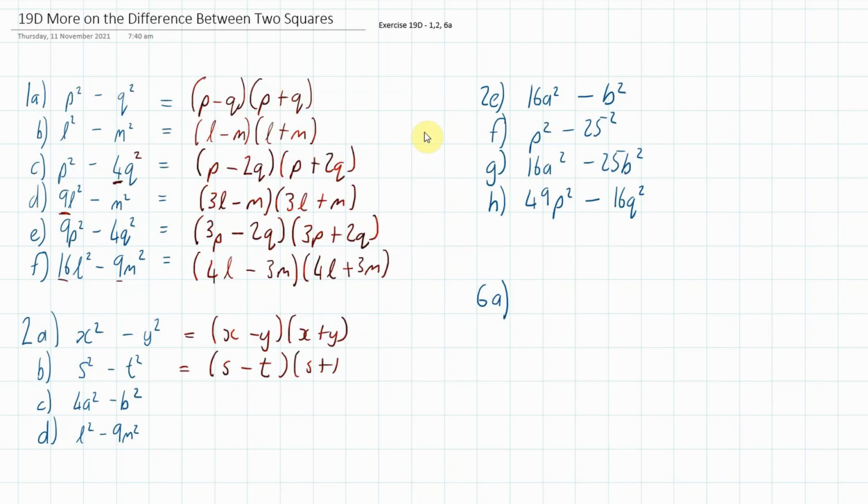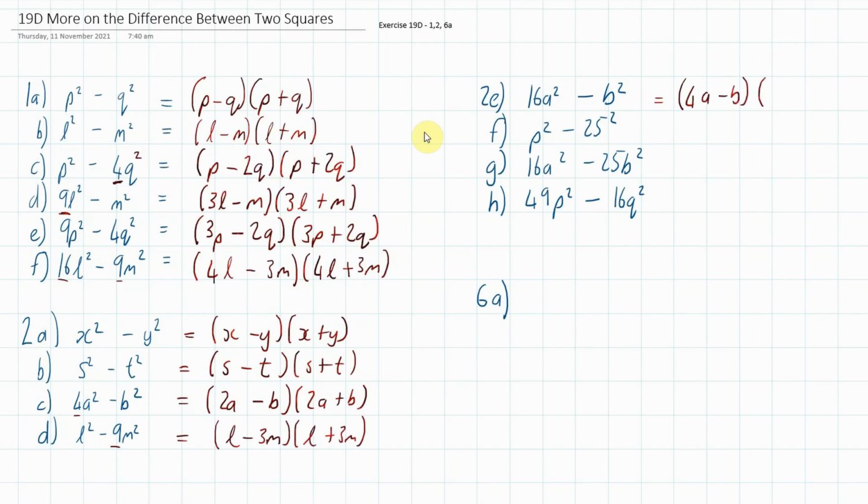Let's make our t a bit more obvious. Okay, and the next one, again, we've got a square coefficient here, so this will be (2a minus b)(2a plus b). The next one, we've got a square coefficient for the second one, so it will be (L minus 3m)(L plus 3m). The next one, we've got a square number at the beginning here, so it's going to be (4a minus b)(4a plus b). The next one should be equal to (p minus 5)(p plus 5).